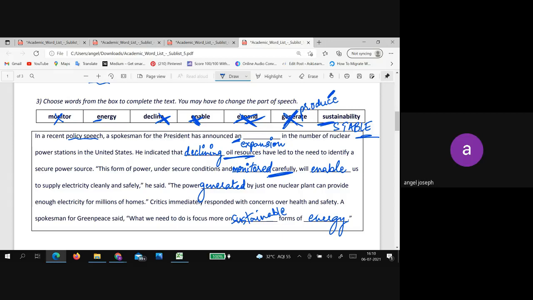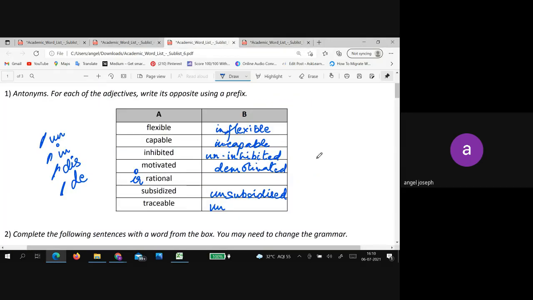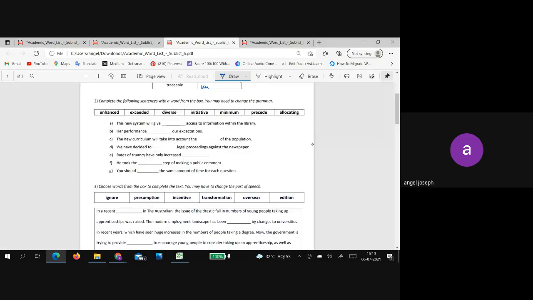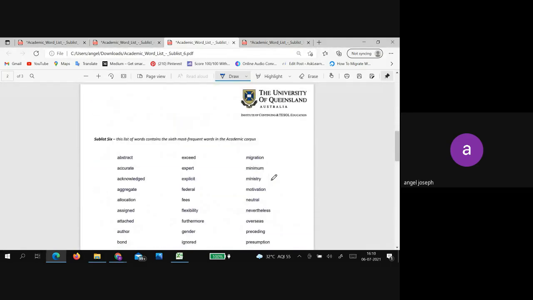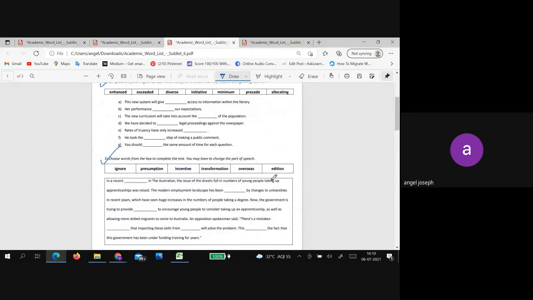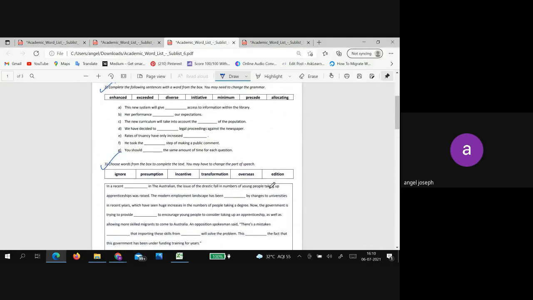So it was a little bit difficult, I would say, because most of the words were changing forms. So that's why I discussed, not taking up too much time. So I've got a quick work for all of you. We had started sublist 6, right? I want you to try 2, 3. I'll help you with the pictures. Just 2 exercises. Let me provide a screenshot for this.